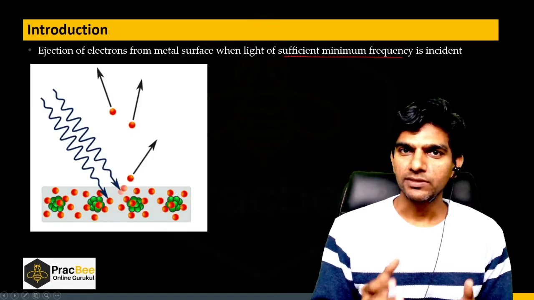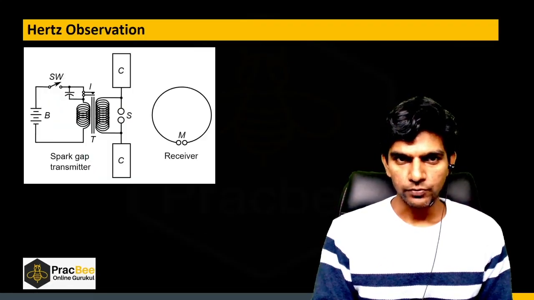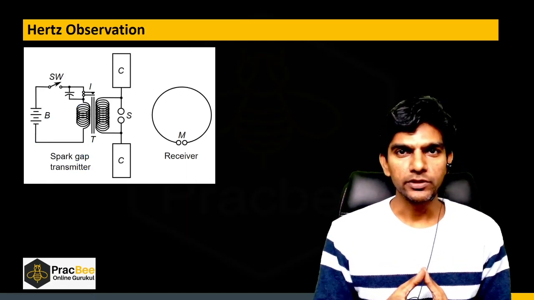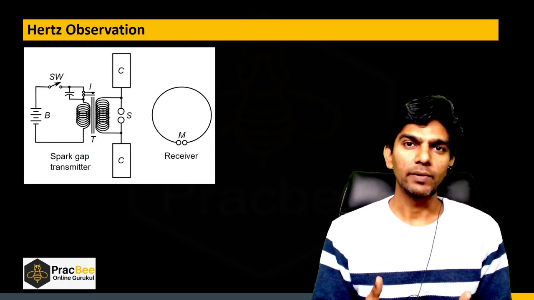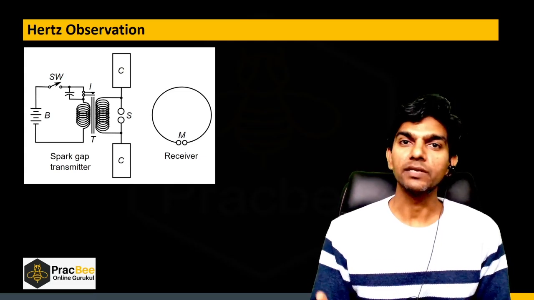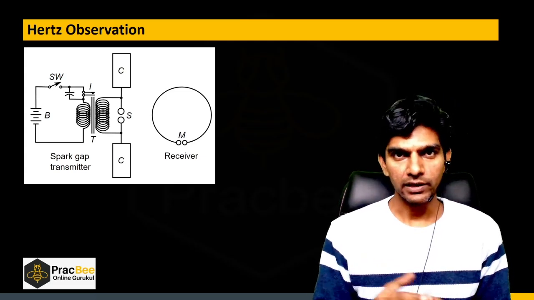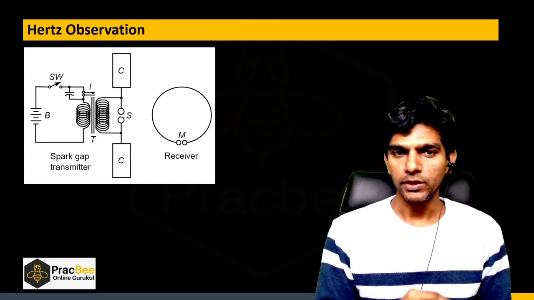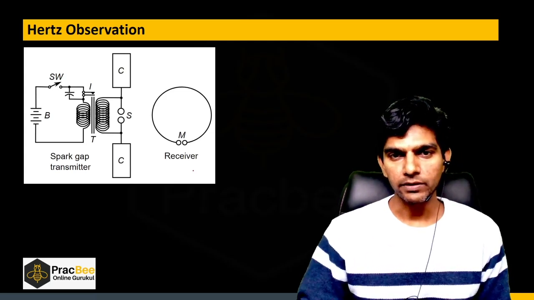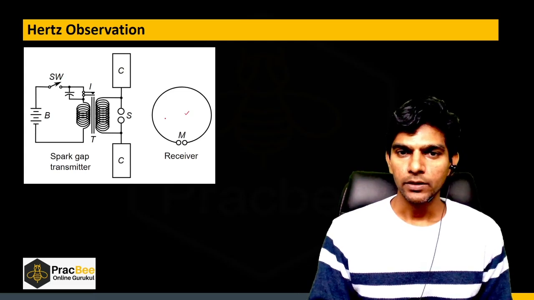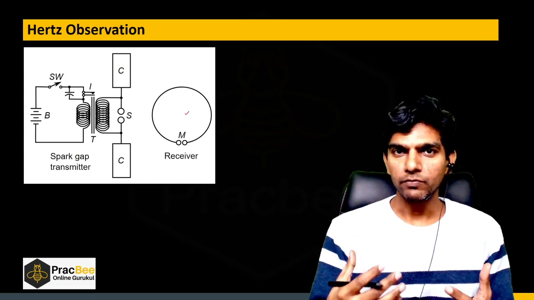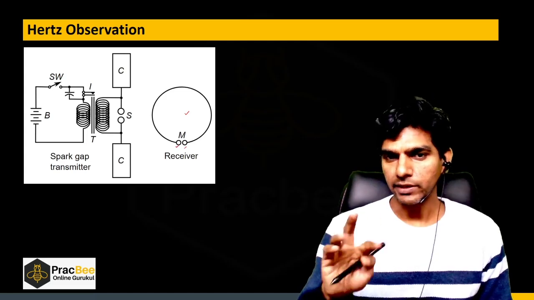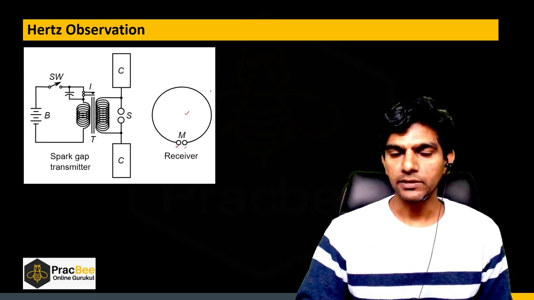Now let us see how this effect was discovered in the past. First let us see Hertz's observation. Hertz, as we all know, was responsible for generating electromagnetic radiation in the lab and also receiving it wirelessly. So he was generating electromagnetic waves and receiving them at the receiver end. At the receiver, how do we know that we have received some signal? There is a spark between these two electrodes because there will be some EMF induced in this receiver.